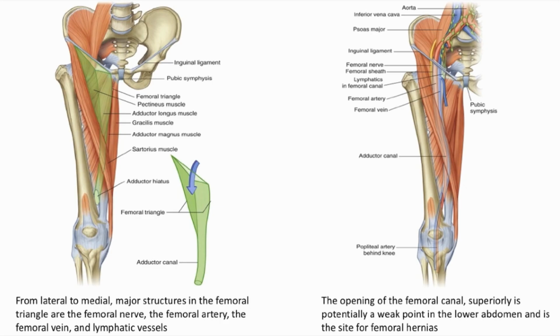So the femoral artery and vein pass inferiorly to the adductor canal and become the popliteal vessels behind the knee, where they meet and are distributed to the branches of the sciatic nerve, which descends through the posterior thigh from the gluteal region.